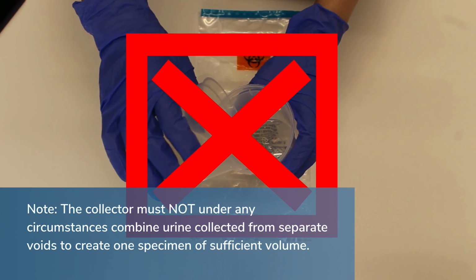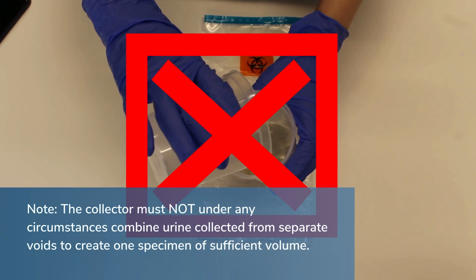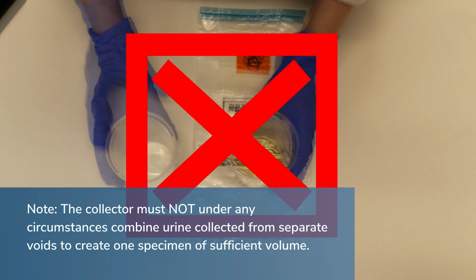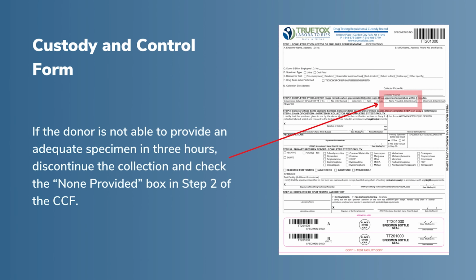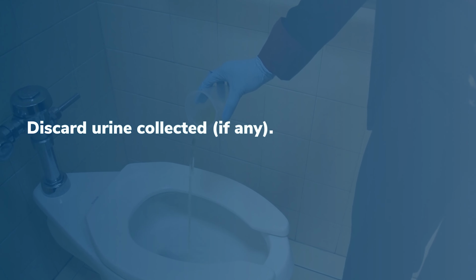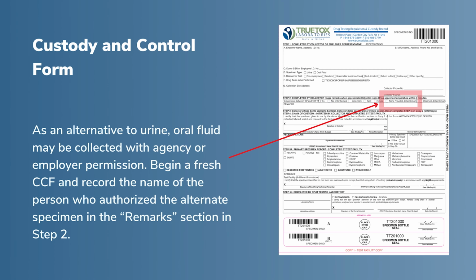Note: the collector must not, under any circumstances, combine urine collected from separate voids to create one specimen of sufficient volume. If the donor is not able to provide an adequate specimen in 3 hours, discontinue the collection and check the None Provided box in Step 2 of the CCF. At this point, discard any urine that was collected. As an alternative to urine, oral fluid may be collected with agency or employer permission. Begin a fresh CCF and record the name of the person who authorized the alternate specimen in the remarks section in Step 2 of the CCF.